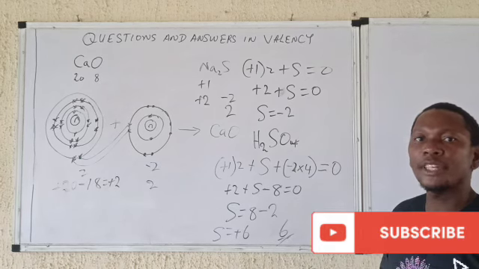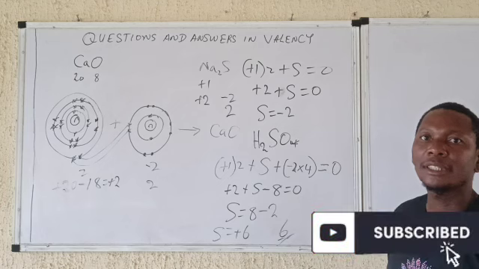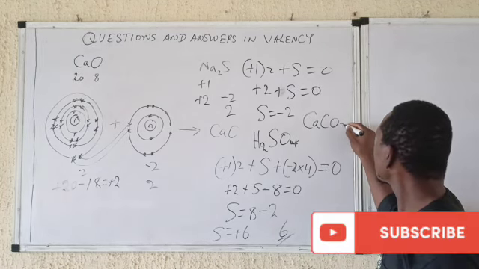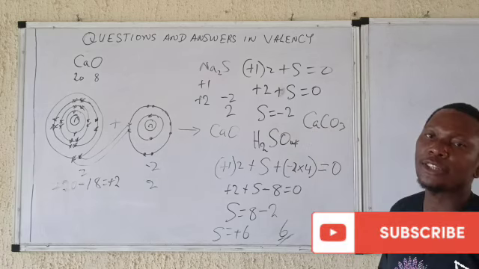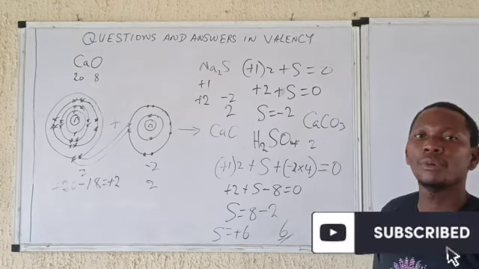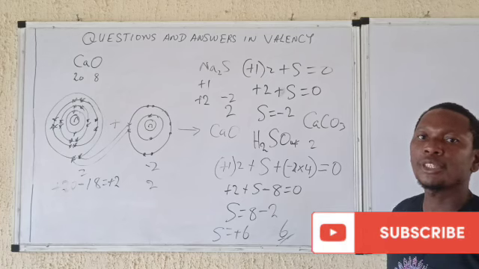If I ask you what is the valency of calcium in calcium carbonate, CaCO3? We know that the valency of calcium is +2. So the answer is 2. So it's a very simple concept.